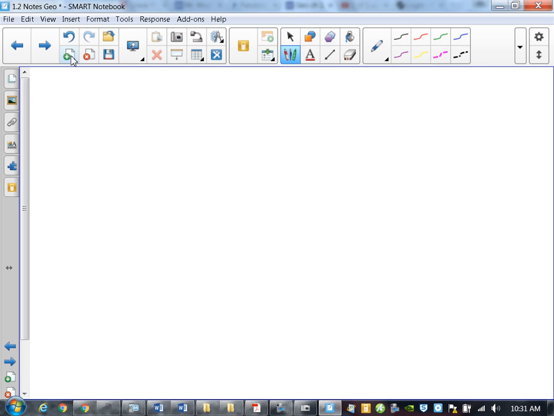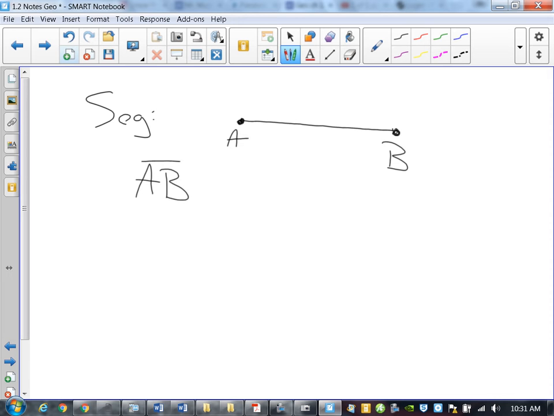A segment was a part of a line. A segment was a portion of a line that's measurable, if you want to think of it that way. We labeled it segment AB, and we put a little bar over the top. Okay? You don't need to write stuff down right now.